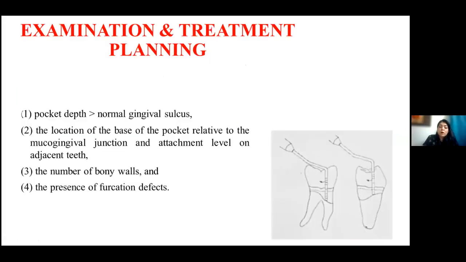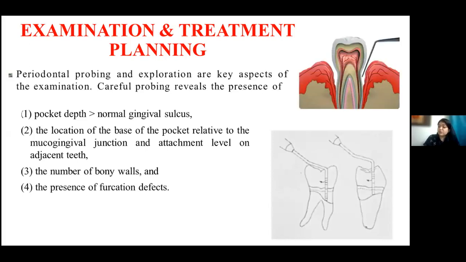Now, how do we plan for resective osseous surgery? Nowadays, trench, moat and all, you can get questions, but I think more questions are clinical oriented. When do you do this surgery? What is the indication? All are contraindications except, right? So what all do you see? You see the probing depth, the location of the pocket, the number of bony walls present, and the presence or absence of furcation defects.